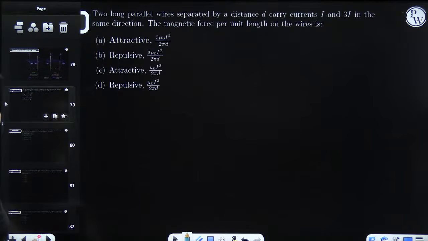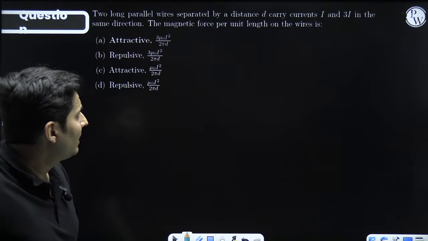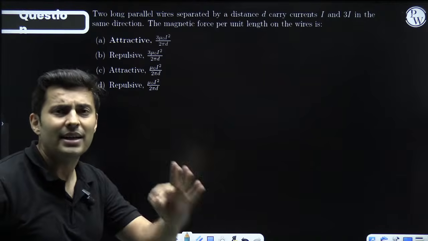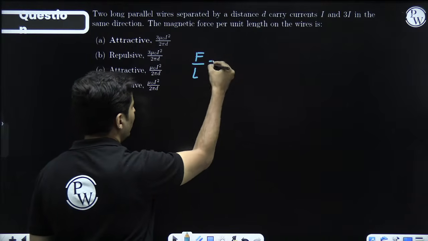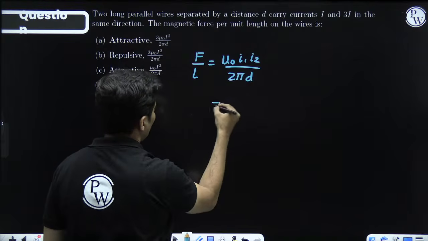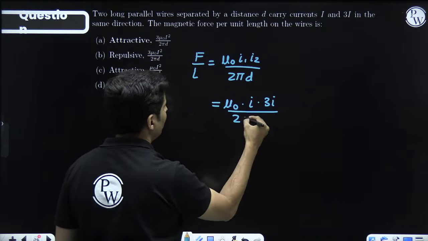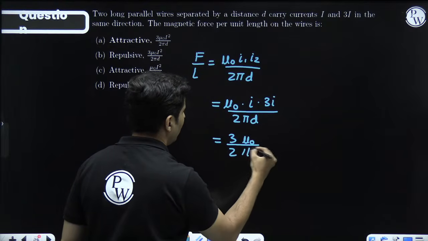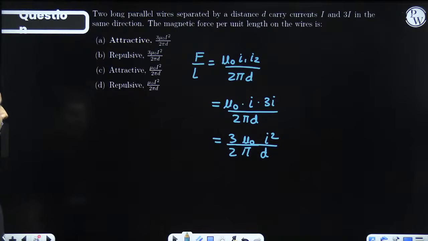First question on your screen, here it is. Two long parallel wires are separated by some distance, carrying currents I1 and 3I. The force per unit length is how much? Okay, direct substitution just to check how well you remember it. The force acting per unit length is mu naught I1 I2 by 2 pi d. So mu naught is as it is, current is I, and the next one is 3I divided by 2 pi d. So it will become 3 mu naught I square by 2 pi d.